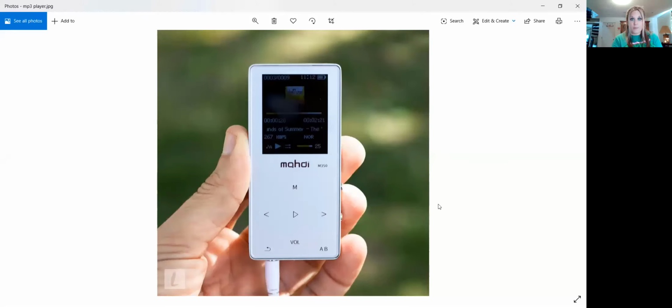Let me show you what an MP3 player is for all you youngins out there. This is an MP3 player. When I was in my 20s, this is how we listened to music. When I was a teenager, I listened to my Walkman, and I would put a cassette tape into my Walkman and listen to it. But then when I went into my 20s, they came out with MP3 players where I could download music, and it was incredible.